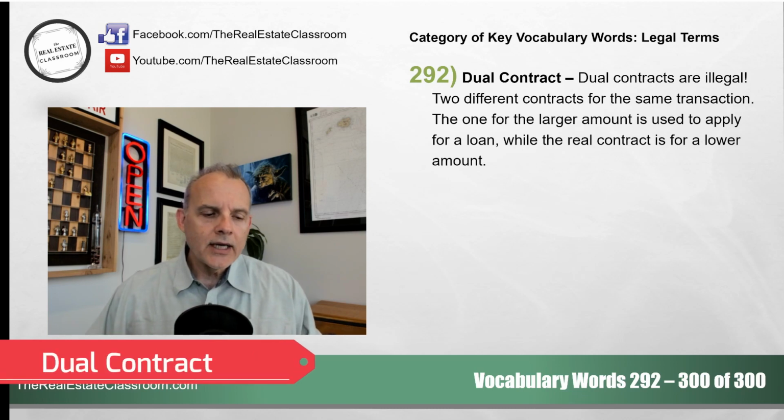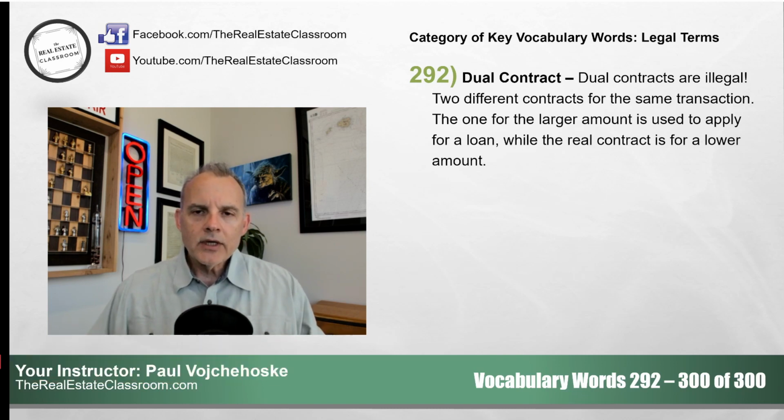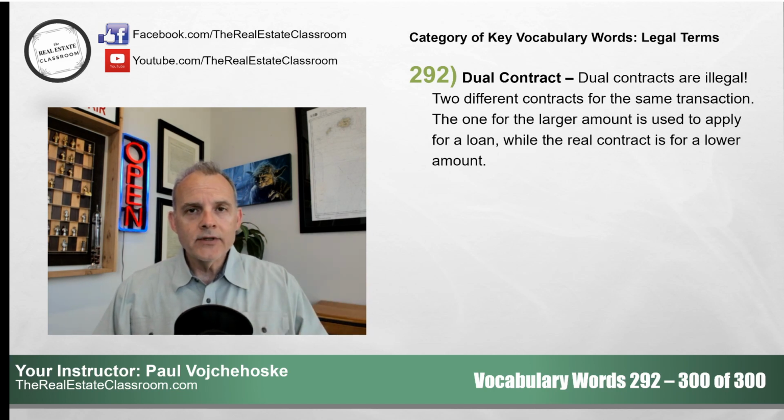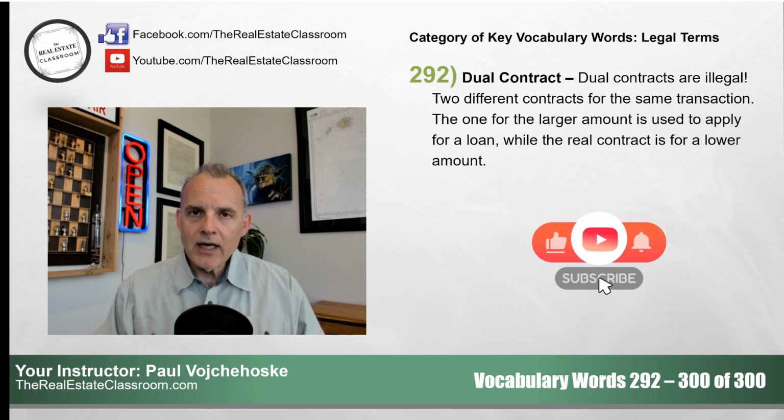A dual contract is a process where two different contracts are drawn up by the same parties in a single real estate transaction. And the reason that they do it is one of the contracts for a higher amount will be given to the lender so the borrower can get more money. The second contract is between the buyer and the seller, but that's given to the seller.